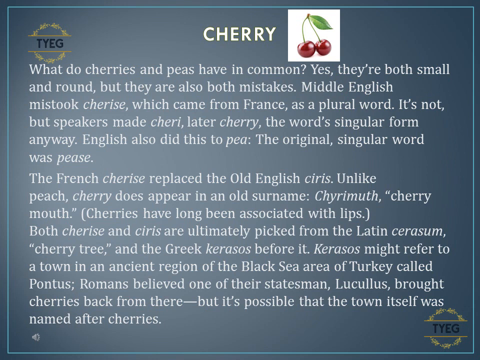Karasos might refer to a town in an ancient region of the Black Sea area of Turkey called Pontus. Romans believed one of their statesmen, Lucullus, brought cherries back from there, but it's possible that the town itself was named after cherries.